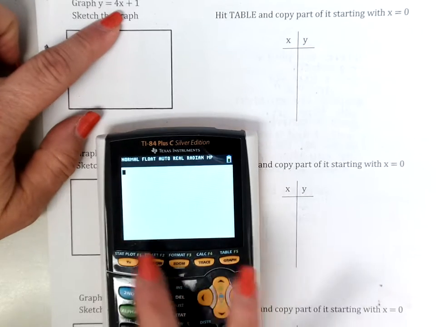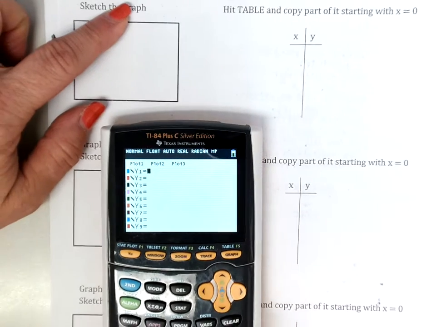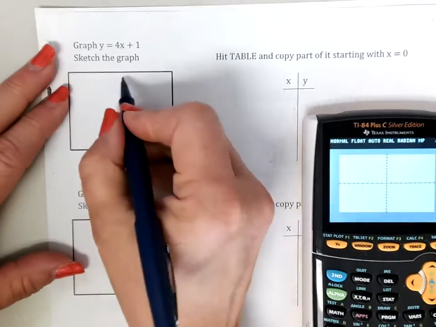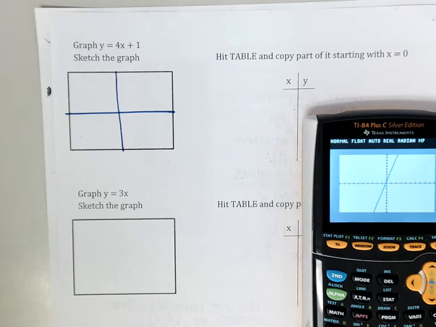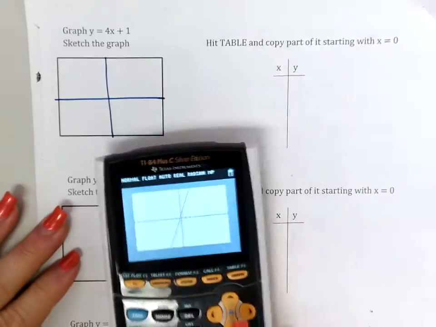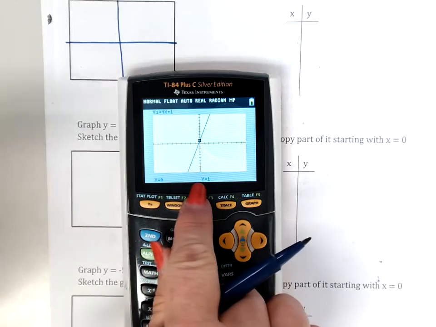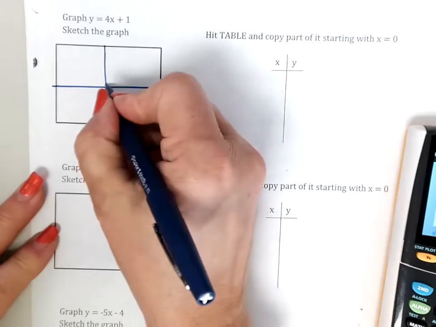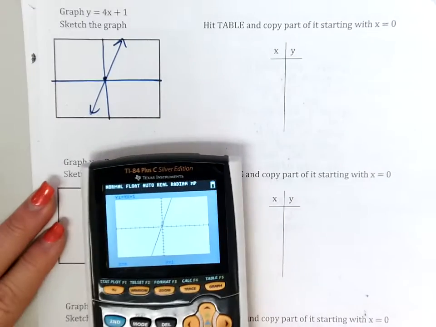So we're going to graph 4x plus 1. We're going to hit y equals and clear everything out. And then we're going to type in 4x plus 1, and we're going to hit graph. We're going to sketch the graph. Okay, so if I hit trace, that's a good place for sketching, to know where it crosses the y. At least when we sketch, it crosses at 0, 1. So it's 0, 1, and this one's a little steeper than the other ones were, so we'll sketch it out like that.